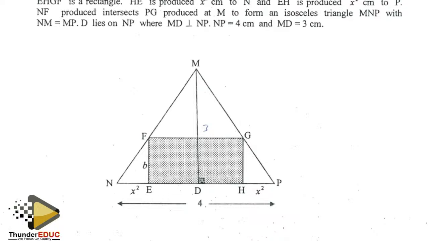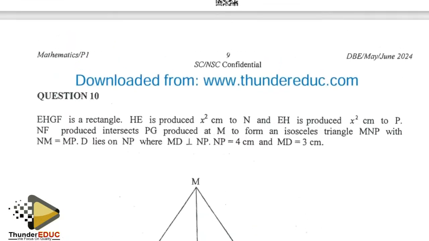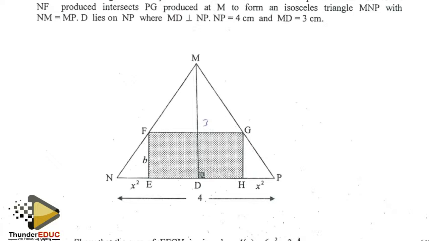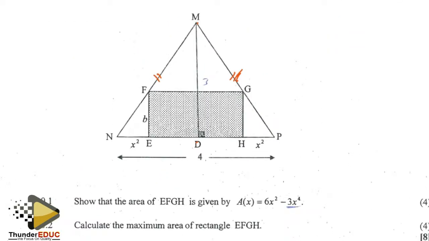Question number 10. EHGF is a rectangle, and we know some properties of rectangles. Is produced x squared, and that is produced to p, this and this and this are produced at m to form an isosceles that is equal to that. So this line is equal to that. And then NP is 4, MD is 3. So this is a 3, that's a 4. Then, first question comes, show us that the area of EFGH is this much, 4 marks.